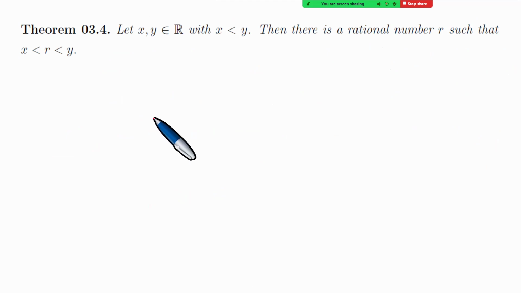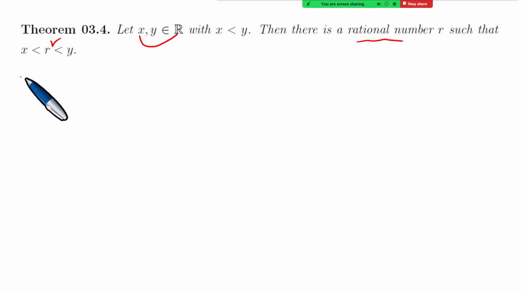Right, next we look at the theorem. Theorem 03.4. Let x and y be real numbers with x less than y. Then there is a rational number r. Between any two real numbers, you can always put a rational number. And you can argue, given two real numbers, you can put a rational number between them. Can we not put an irrational number? Yes. But now we'll first begin by proving we can put a rational number.